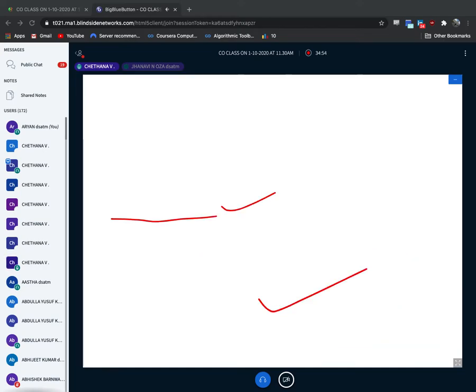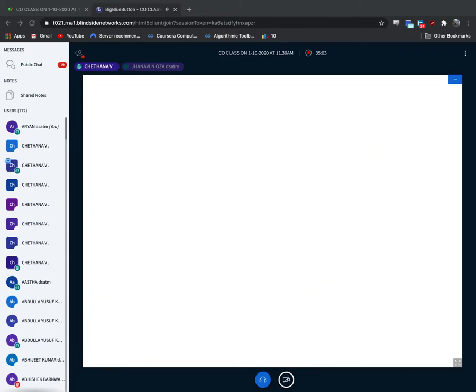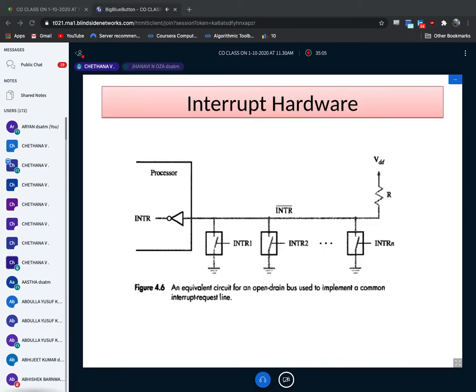Which question? Interrupt latency. It's a very small concept. See, this is only latency. I hope you are clear, right? No doubts, I think. I'll take you to one more concept, the next sub question. What is that? Interrupt hardware. What is interrupt hardware? I'll just give you a very brief explanation.